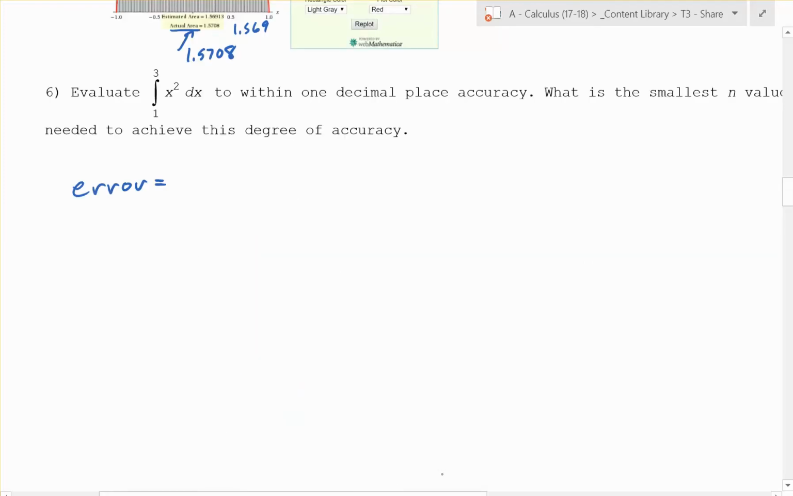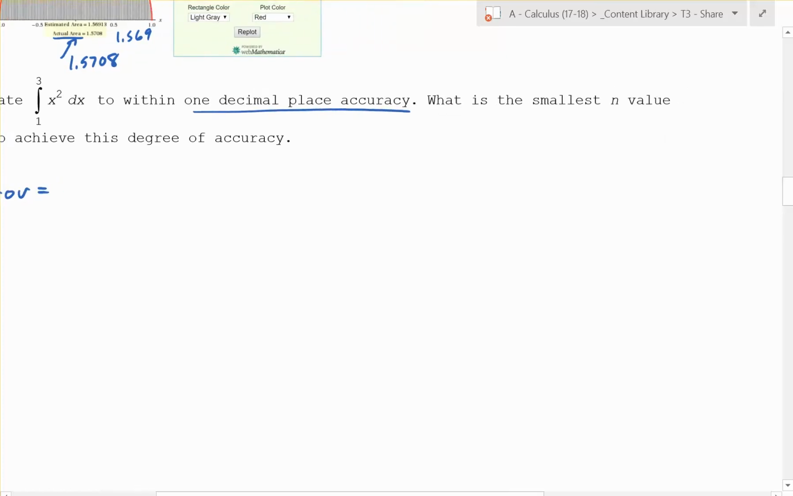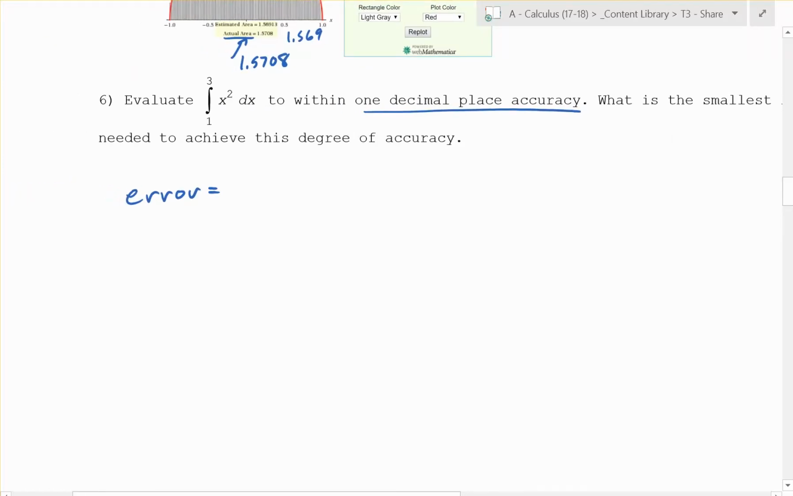Evaluate the integral from 1 to 3 of x squared to within 1 decimal place of accuracy. What is the smallest n value needed to achieve this degree of accuracy? So as n gets bigger, the guess gets better and better. So how big does n need to be? How high does n need to go in order to make sure you're within 1 decimal place?